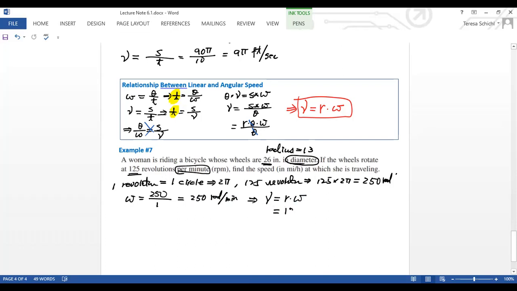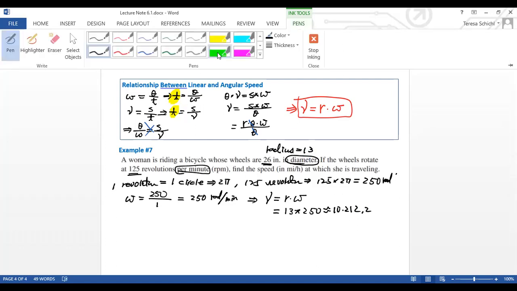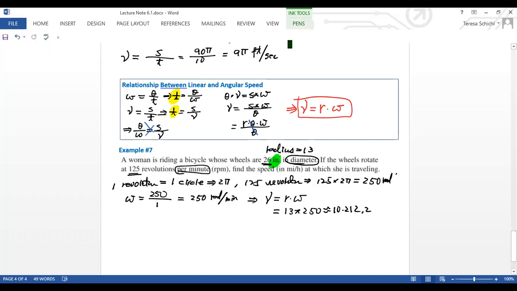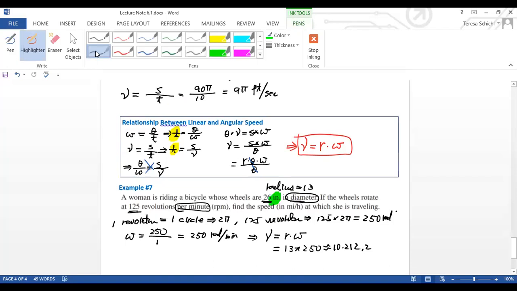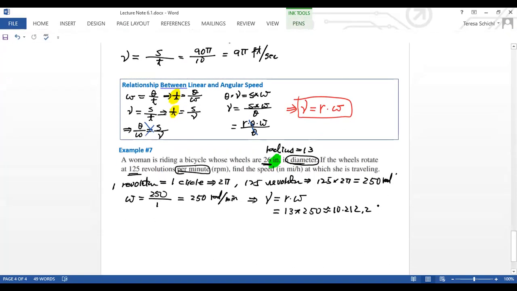So the radius is 13 times 250 pi. You can change it to a decimal, so this one will be 10,210.2. What is the unit here? It's inches, right? So that means she travels this many inches total, and this is how many inches per minute. So this is inches per minute here.